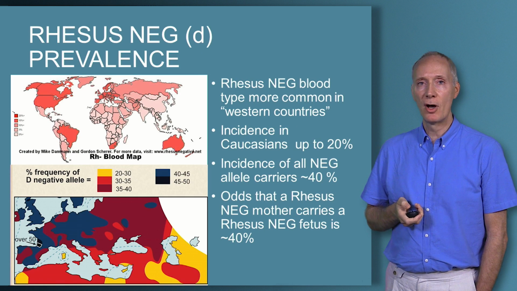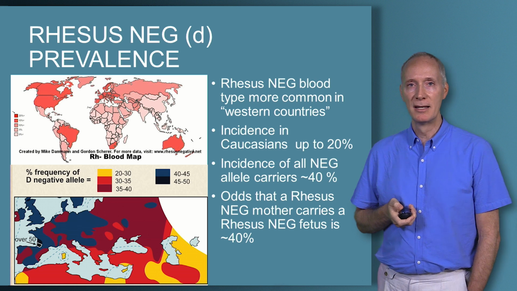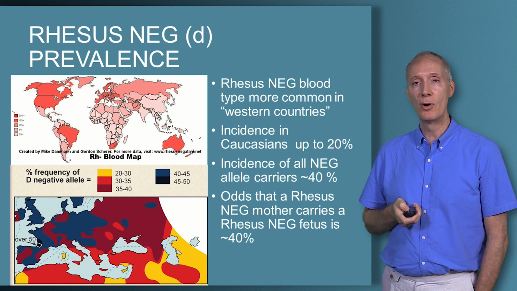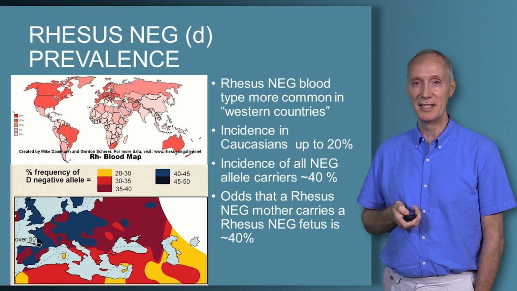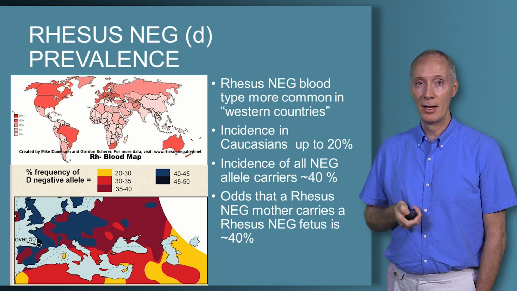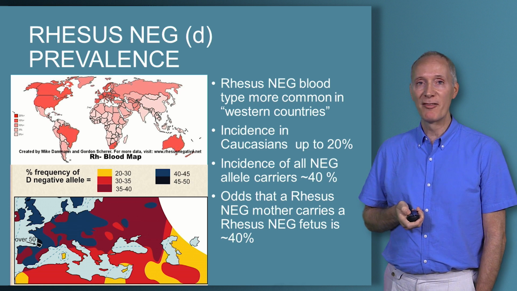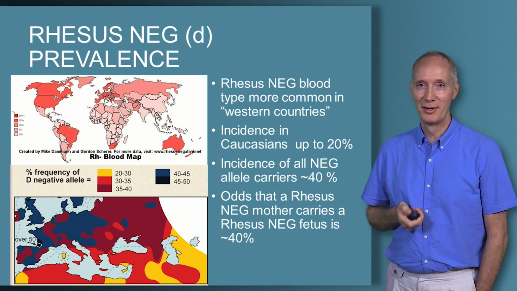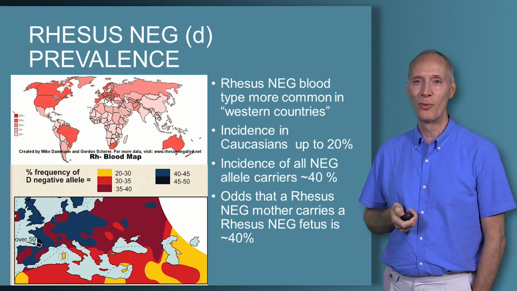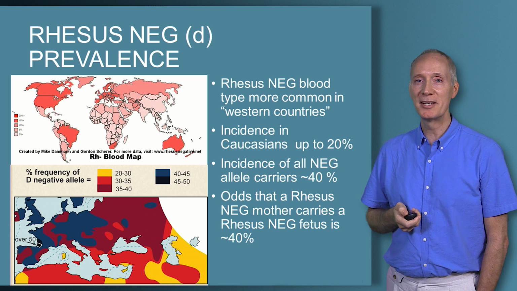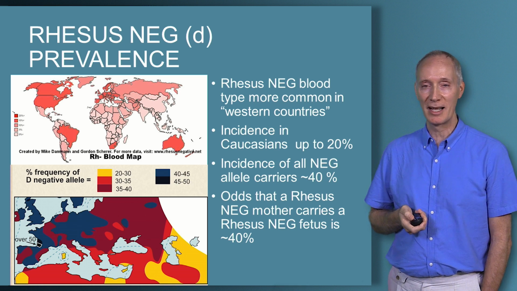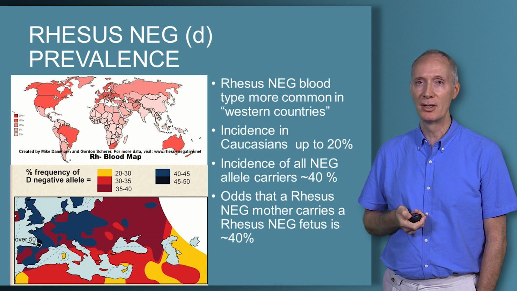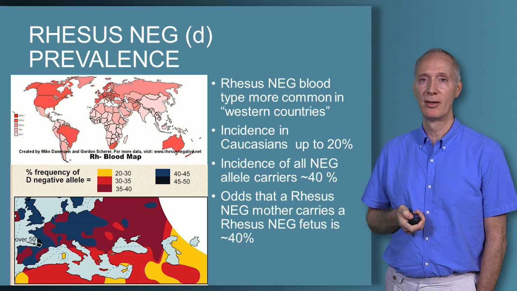And I will focus now a little bit more on rhesus negative prevalence and rhesus disease, because that is the most common form of hemolytic disease in the newborn. So what is the rhesus negative prevalence? Rhesus negative blood type is more common in Western countries, and the incidence in Caucasians is up to 20%. So you have about a 1 in 5 chance, if you're Caucasian, that you're rhesus negative.